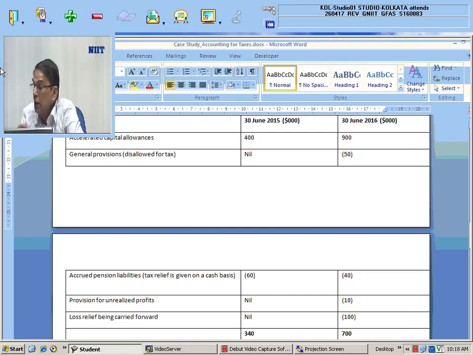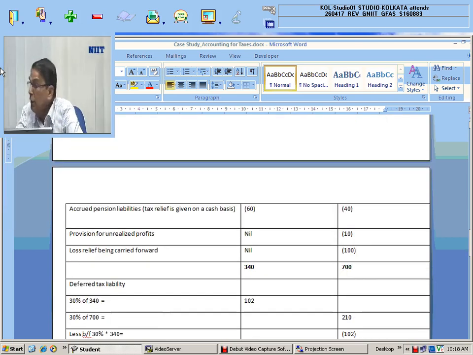Now, how will this deferred tax liability go up from 102 to 210,000? It has to be charged. We have to charge an additional 108,000 to the profit and loss account and credit it to the deferred tax liability account. So we will be debiting the profit and loss account by 108,000, which is the difference between 210 and 102, and crediting it to the deferred tax liability account. So the deferred tax liability account will go up to 210,000 at the end of 30th June 2016. I hope now this solution is clear to you. If you have any problem, please raise your hand or ask me questions.